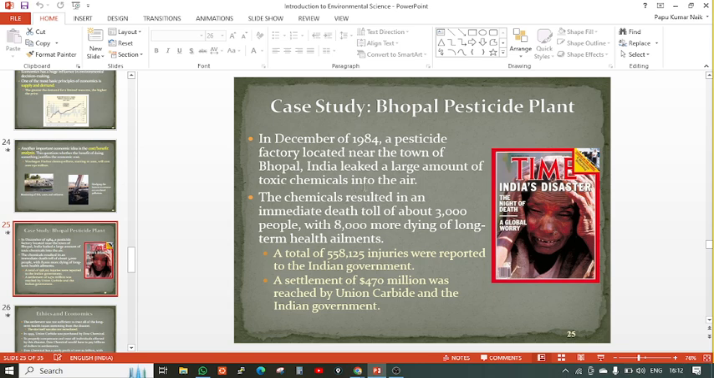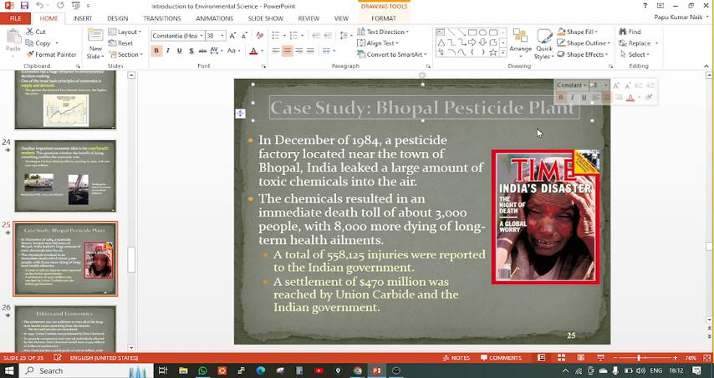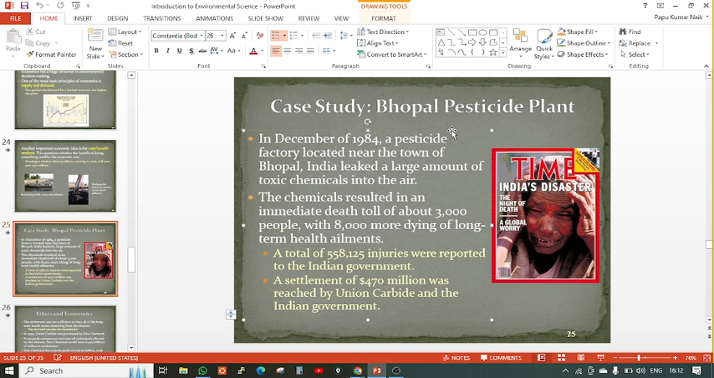A case study of the consequences of our environmental issues is the Bhopal gas tragedy. Have you heard that name, Bhopal gas tragedy? In December 1984, at a pesticide factory, Union Carbide, a huge disaster happened at Bhopal, and lots of people died and the environment was degraded. The chemicals resulted in immediate death of about 3,000 people and 8,000 more dying of long-term health issues. A total of 5 lakh 58,000 injuries were reported.